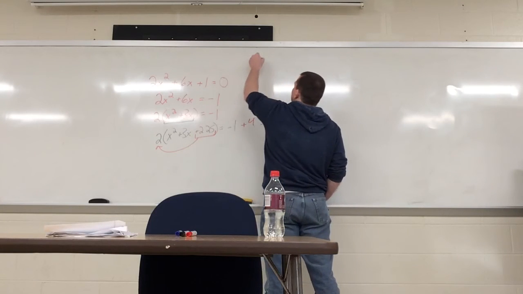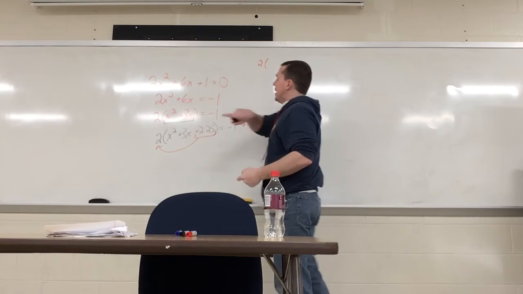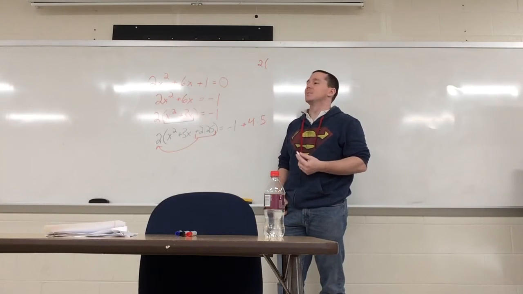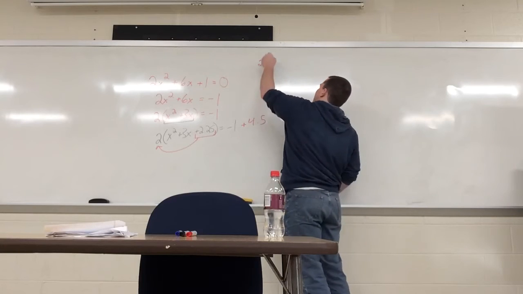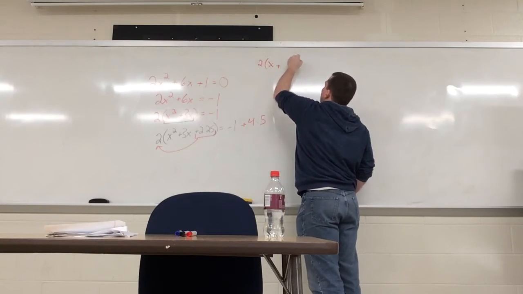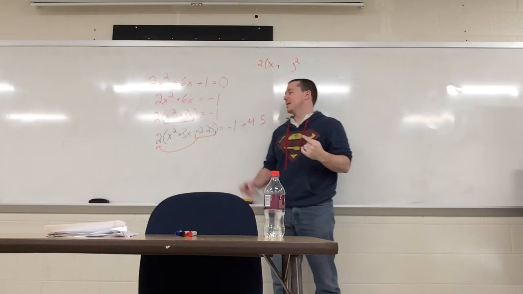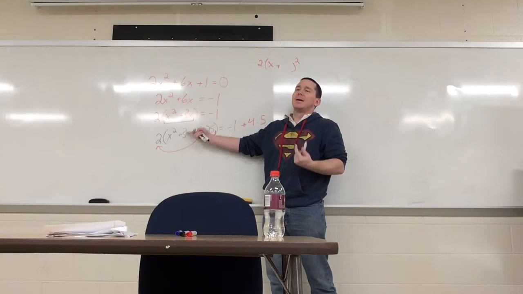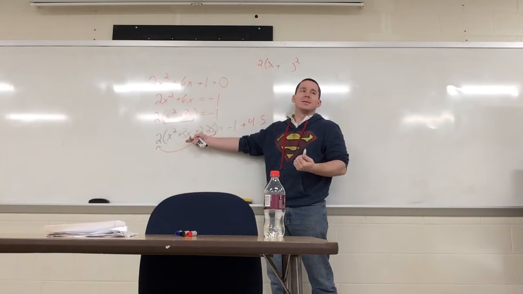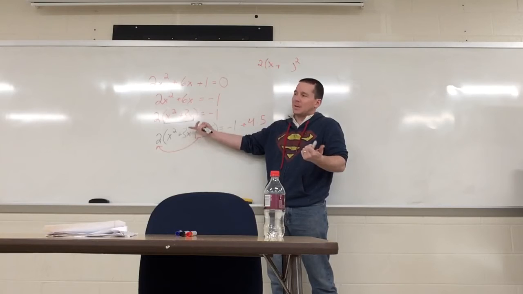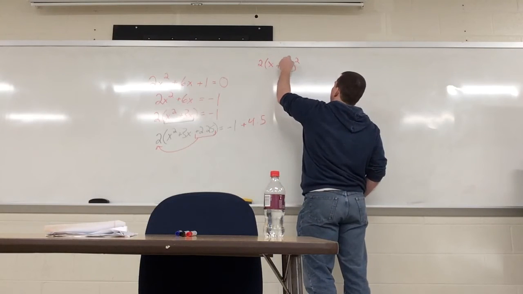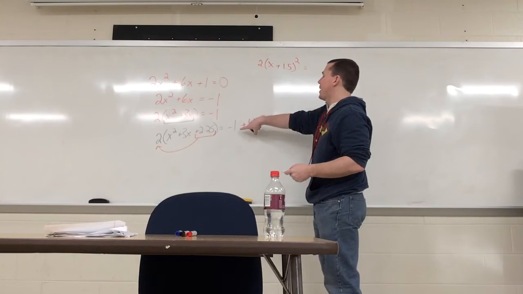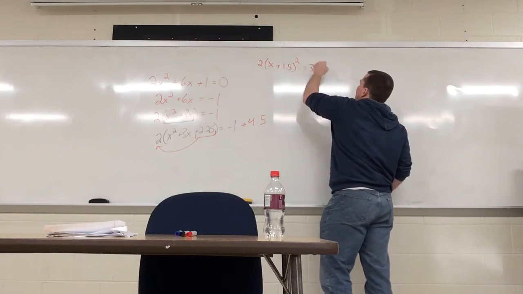Now let's see. We get 2 times... assuming we did this right, it's a perfect square. What's it factor to? X plus 1.5. We said if you did it right, you need two numbers that multiply to 2.25 and add to 3. And the trick is, it's half of this. Half of 3 is 1.5. So it's x plus 1.5 squared equals negative 1 plus 4.5, which is 3.5.